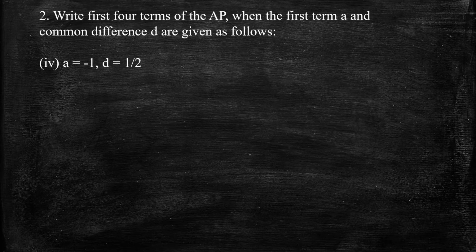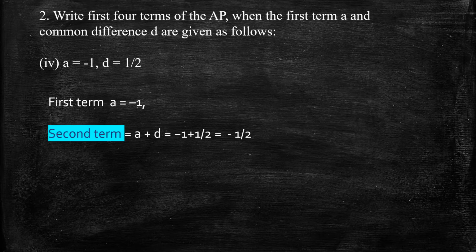The next sum, A is minus 1 and D is half. So A is minus 1 means the first term is minus 1. What is the second term? Second term is first term plus the common difference. So first term is minus 1 plus half. Children, what is minus 1 plus half? It is minus half, right?